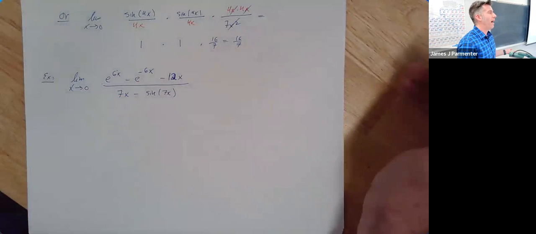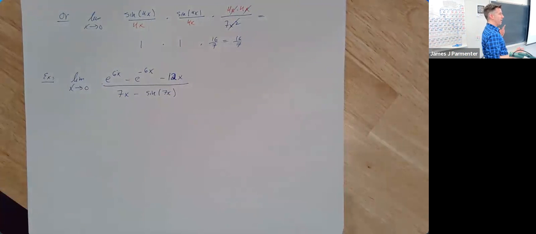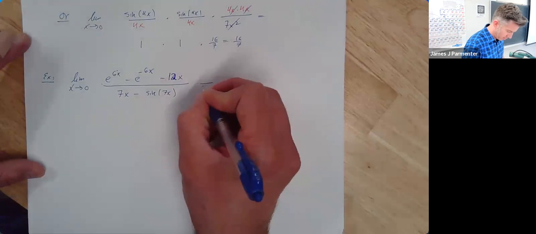So I would say you shouldn't actually write it equals 0 over 0. You can, it's totally fine too, but you should really just check. If I plug in 0, I get e to the 0, which is 1, minus e to the 0, which is another 1, minus 0. So I get 1 minus 1 minus 0, which is 0. On the bottom, I get 0 minus sine of 0, which is 0 minus 0. So it's a 0 over 0. And then we can just go straight to applying L'Hopital's rule.